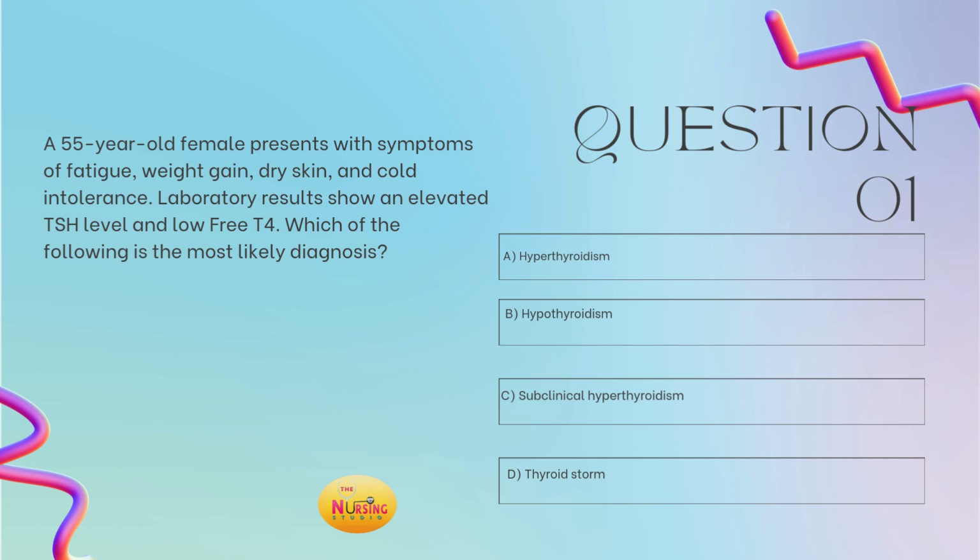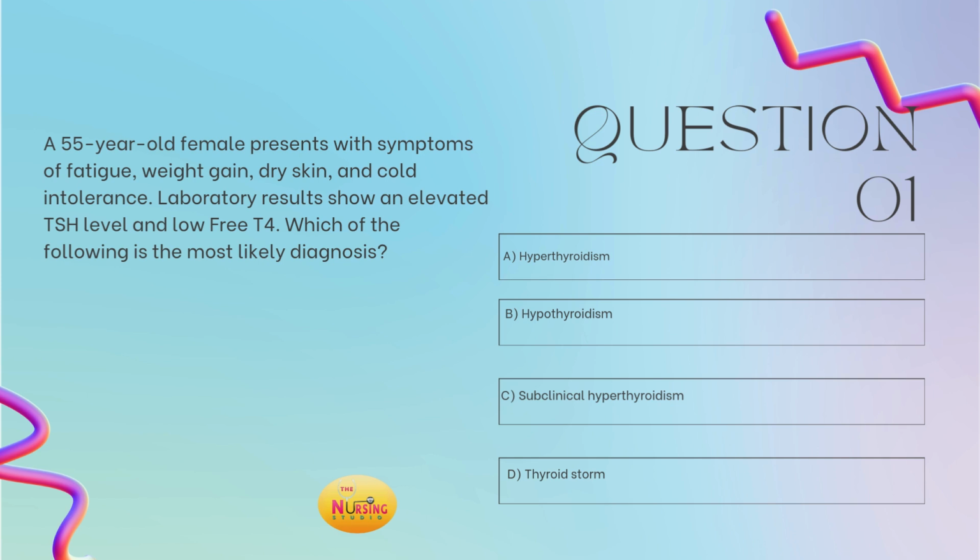So here we have a 55-year-old female. She comes in with symptoms of fatigue, weight gain, dry skin, and cold intolerance. All right, so you should start to have your mind gearing to certain thyroidism, right? So hypo because things are slower, right? So they're feeling tired. They're having the weight gain because they are sitting. They're less mobile. The cold intolerance.